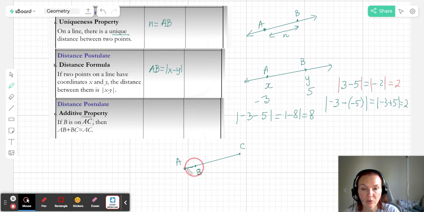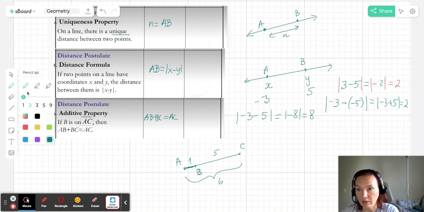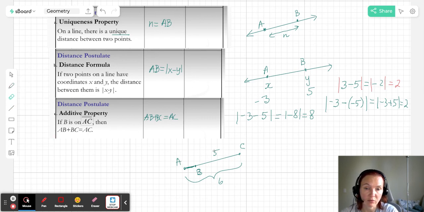No, what that tells us is that if I add AB, this distance, plus BC, then I'm going to get the whole distance, right? So I can just say here AB plus BC equals AC, kind of repeating what I said here. And that is common sense, right? If this distance is 1 and this distance is 5, then the whole distance has to be equal to 6, 1 plus 5. We can use it backwards. So if I know this is 5 and this is 6, then I can say, oh, 6 minus 5, this little piece has to be equal to 1.